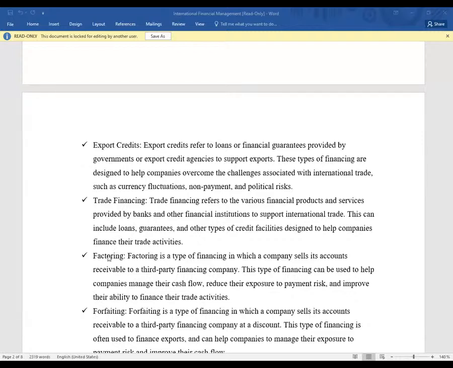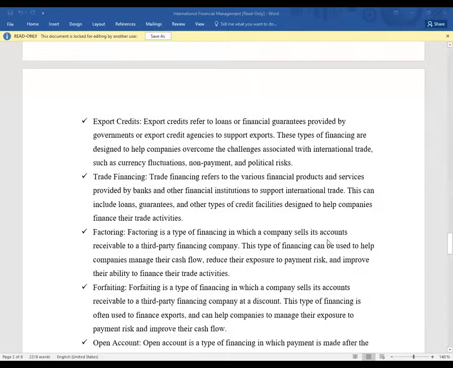Then you have factoring. Ladies and gentlemen, you must have heard of factoring in financial management at intermediate level, where you factor, for example, your receivables. You go and tell a bank, you know what, I've got these students who owe me, and they will be paying me by the 6th of next month. So I would want to sell these receivables to you. And of course, when they start paying me the installments, I'll ask them to pay to your account, and you'll be able to get your money there. So factoring is a type of financing in which a company sells its accounts receivable to a third-party financing company. This type of financing can be used to help companies manage their cash flow and reduce their exposure.